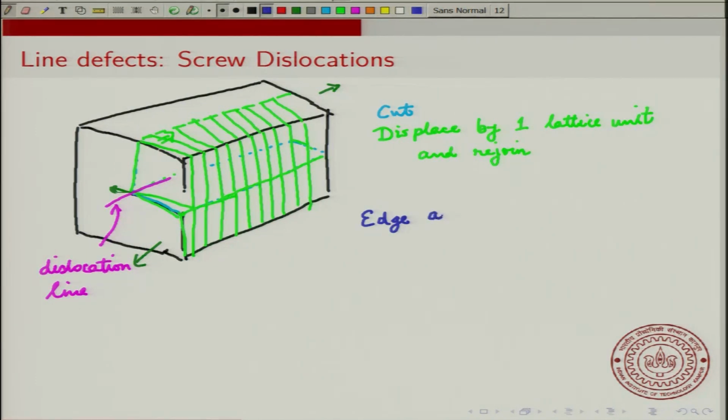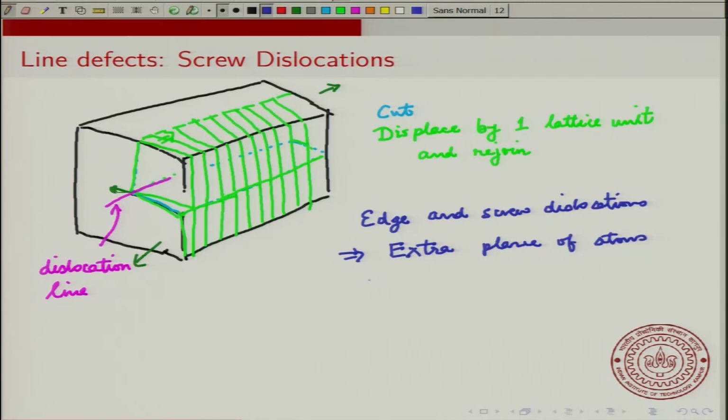Both edge and screw dislocations can be visualized as an extra or missing plane of atoms. You can think of it as an extra plane of atoms or a missing plane of atoms. And I should emphasize that it is really a half plane. So these are really half planes. Now, there are ways to actually characterize these dislocations. I won't get into that here.